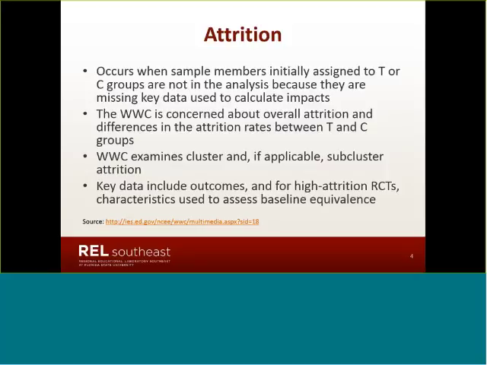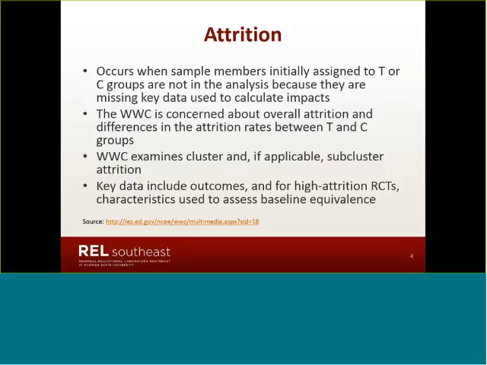But in fact, attrition also includes individuals or units who were still part of the study, but for whatever reason we couldn't collect their outcome information. So in other words, attrition is essentially non-response to data collection for individuals who are still in the study. It includes non-response to data collection.